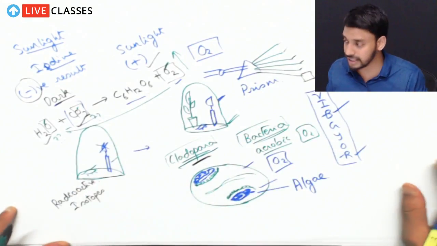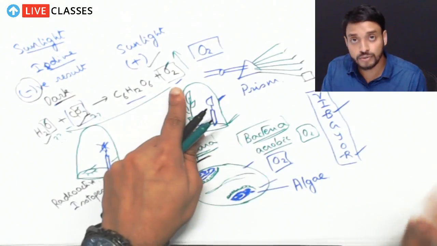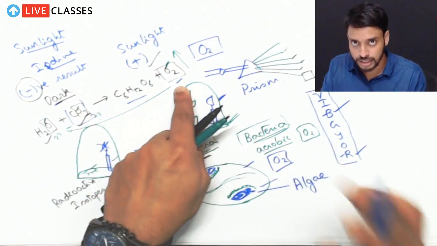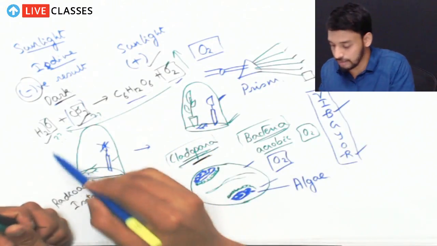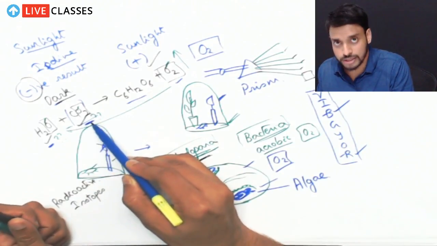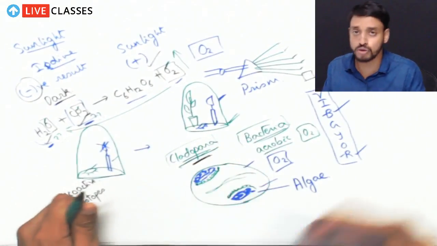Now what was the objective of this experiment? The objective of this experiment was that we want to prove from where this oxygen is coming. Now what are the probabilities of oxygen coming from? It can come from water, it can come from the carbon dioxide, because both of them have oxygen as their element, correct? Now how to prove?